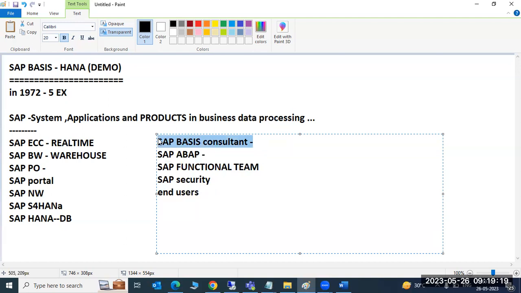And also we are not the developers who write the code and programs. We are the technical team. We are the technical guys and technical administrator team in the market. Right? So this is the thing.